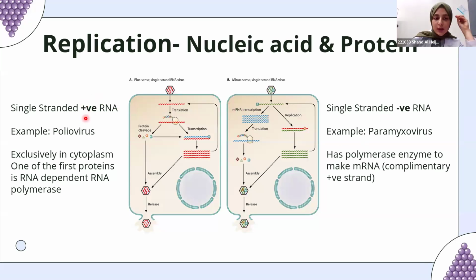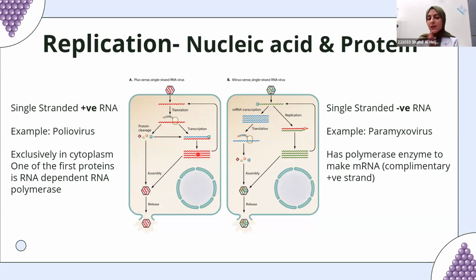Now, a positive strand can be translated directly to form proteins. So when you translate it directly, you form proteins, and then you form the RNA, assemble the virus, and then release the virus, normally.